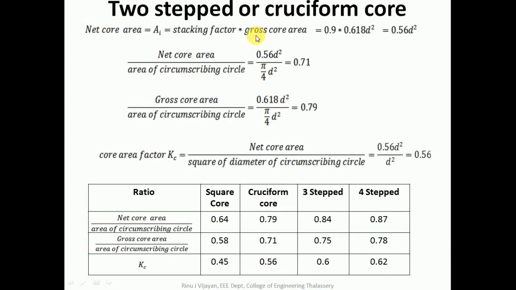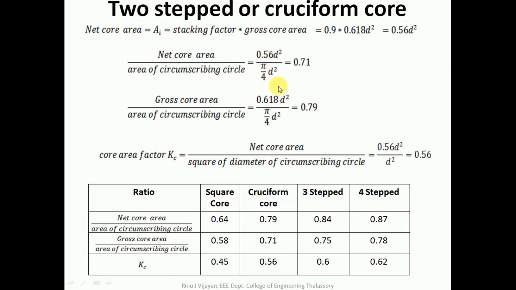Once gross core area is determined, one can easily find the value of net core area by multiplying it with the stacking factor. So after making the suitable substitutions, you will be getting the value of net core area as 0.56 d square. Now you know the values of net core area and gross core area. So therefore you can easily find the ratios.